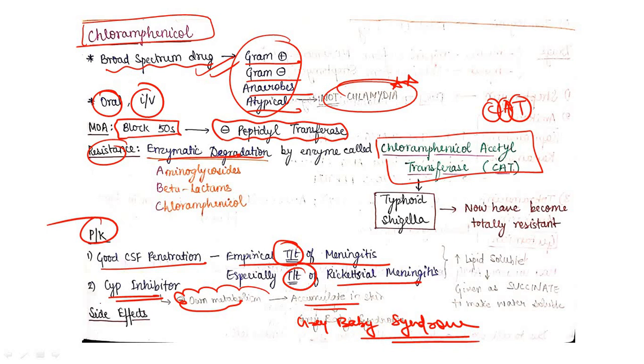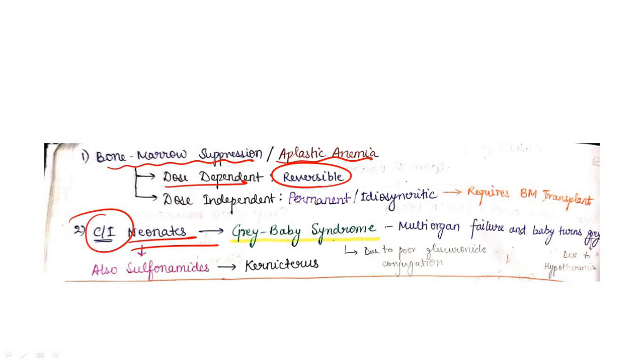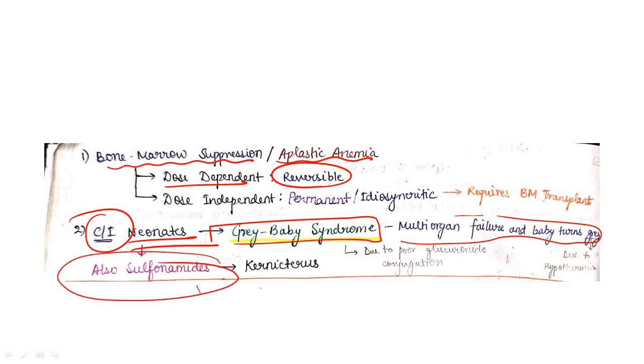Now coming to the side effects. The first side effect is bone marrow suppression or aplastic anemia, and this is a dose dependent reversible side effect. Clear. Now this drug is also contraindicated in neonates because it causes gray baby syndrome, as already discussed, and this may lead to multi-organ failure and the baby will turn gray. Now this contraindication in neonates is also seen with sulfonamide, because sulfonamide has an increased risk, so that's why it is also contraindicated in neonates.